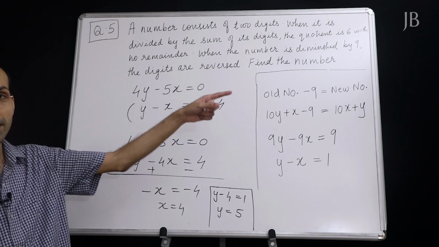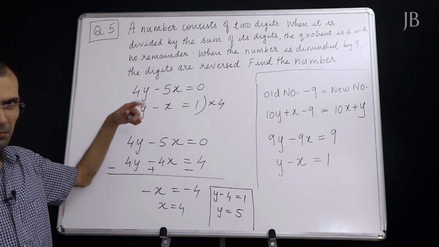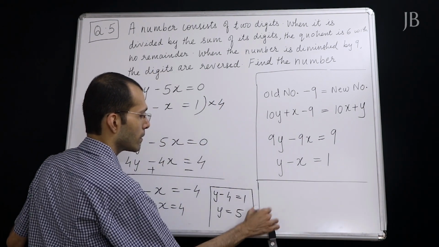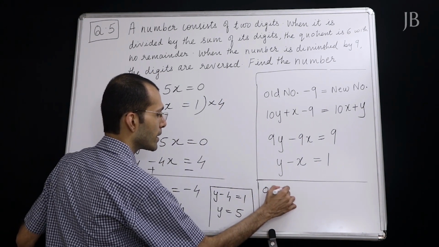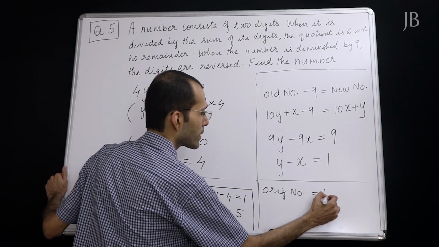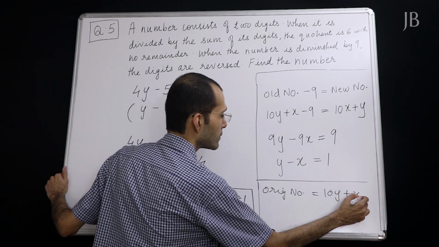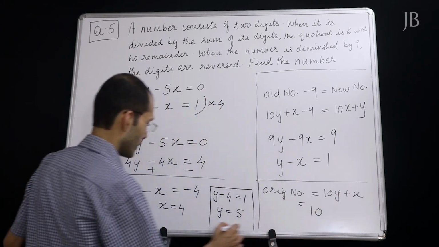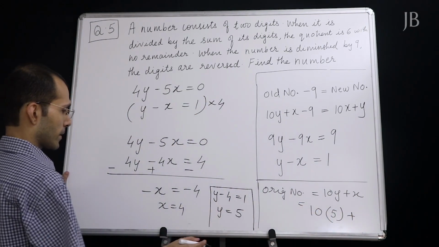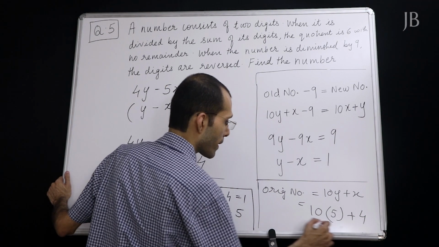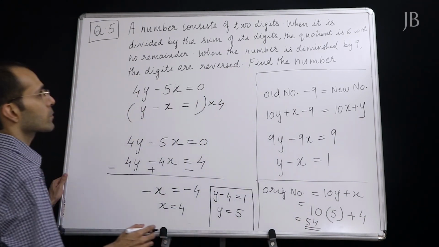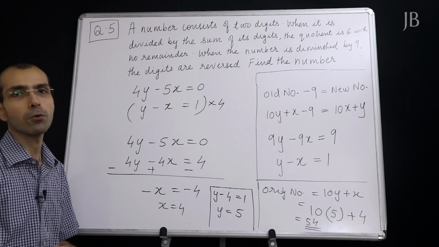The question says find the number. And what was the original number? 10y plus x. So the original number, that is 10y plus x. So 10 into 5 plus x is 4. So the number is 54. So the original number is 54.